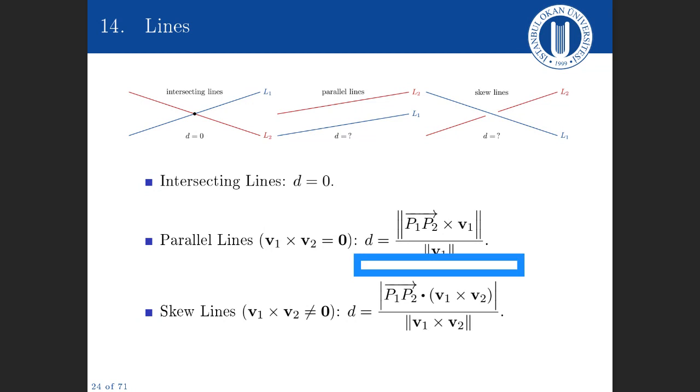And the distance between skew lines is the absolute value of P1P2 dot V1 cross V2, divided by the norm of V1 cross V2. And there's one little bit of more information before I continue. We know we have parallel lines if we have lines which do not intersect and for which V1 cross V2 is the 0 vector. And we know we have skew lines if the two lines do not intersect and V1 cross V2 is not the 0 vector.